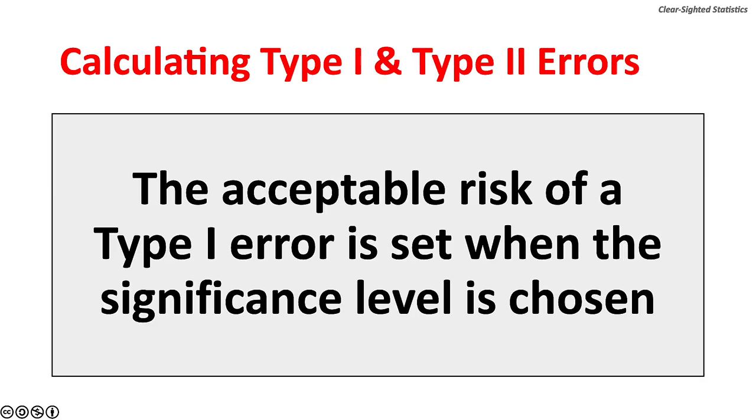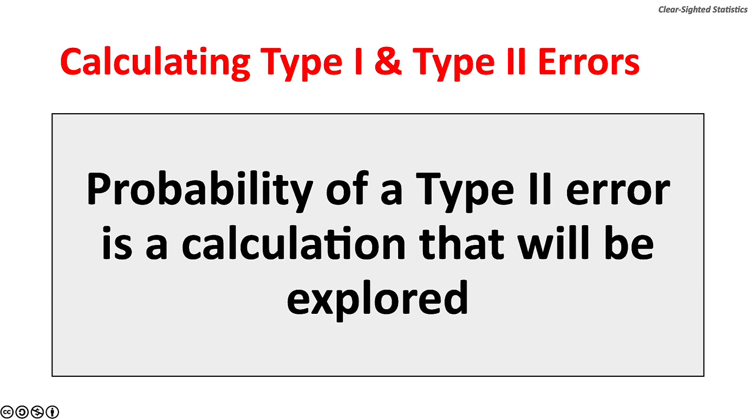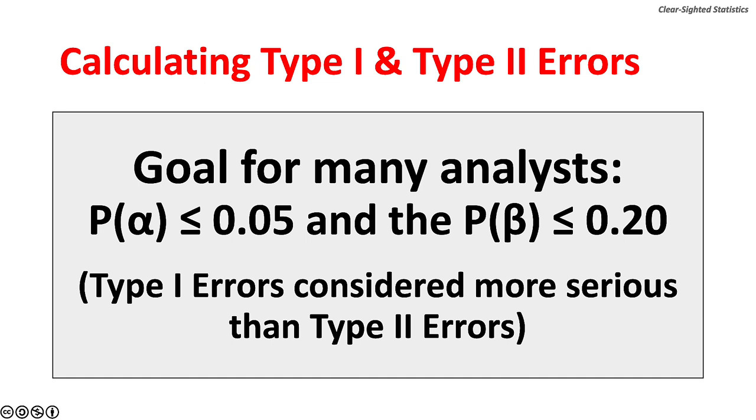Calculating type 1 and type 2 errors. The acceptable risk of a type 1 error is set when the significance level is chosen. The probability of a type 2 error is a calculation that will be explored. The acceptable risk of a type 2 error is also set at the early stage of the research, typically before the data are collected. The goal for many analysts: probability of a type 1 error less than or equal to 5%, probability of a type 2 error less than or equal to 20%.